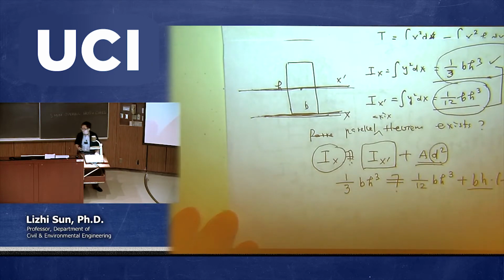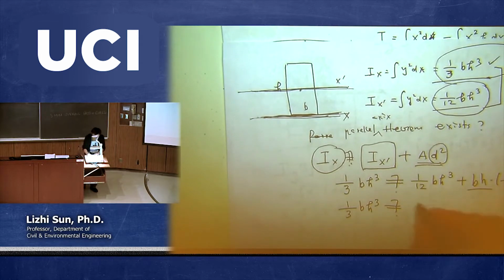And then don't forget the square. Okay? So the left-hand side is still 1/3 BH cubed. But we need to check the right-hand side. So the first term is 1/12 BH cubed.